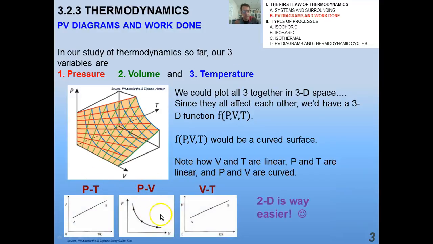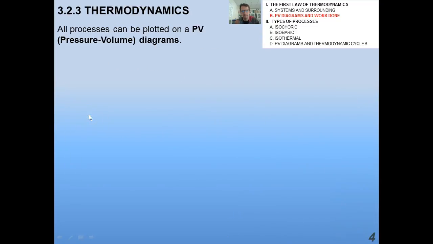So here's your PT, your PV, and your VT. Remember these three graphs. Now, we could deal with everything in 3 dimensions if we want to, but dealing with it in pieces in 2-dimensional space is much, much easier. But I just want to point out that you could visualize it in 3 dimensions.